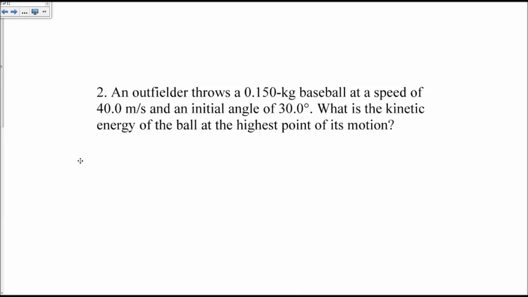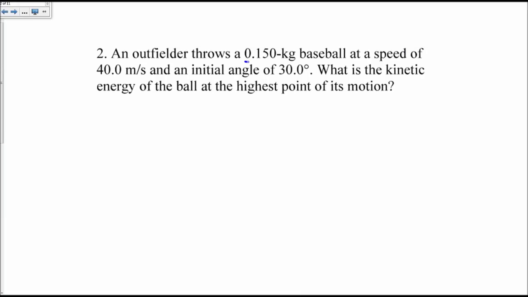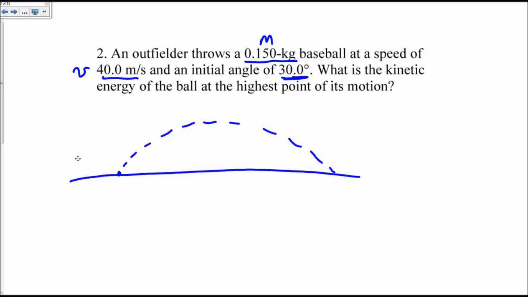All right, an outfielder throws a 0.15 kilogram baseball. That's my mass. At a speed of 40 meters per second, that's my velocity, at an angle of 30 degrees. What is the kinetic energy of the ball at the highest point of motion? So remember back from projectile motion. At the highest point of motion, Vy is equal to 0, and Vx is going to be equal to V naught cosine of theta.